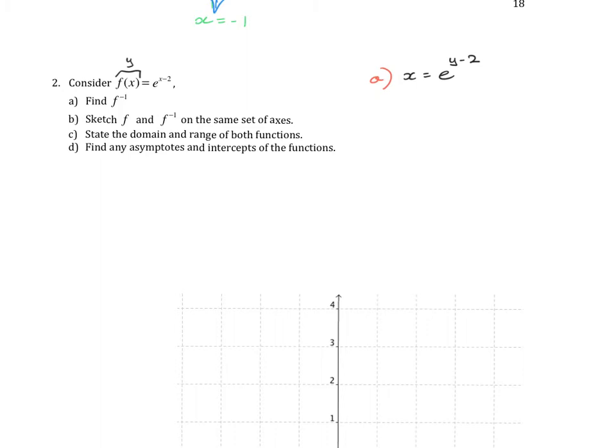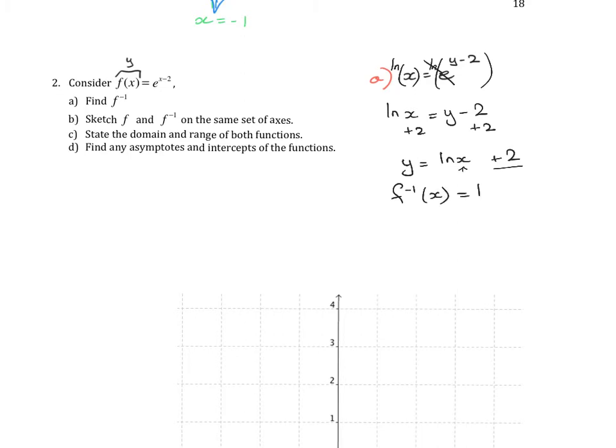Now how do we get rid of the e? Opposite of e is ln, so I find the ln of both sides and get ln x equals, the ln and the e cancel out, and I get y minus 2. Add 2 to both sides, and I get y equals ln x plus 2. Make sure it doesn't look like the plus 2 is inside the log. So we probably should write it with the inverse notation. f inverse of x is ln x plus 2.